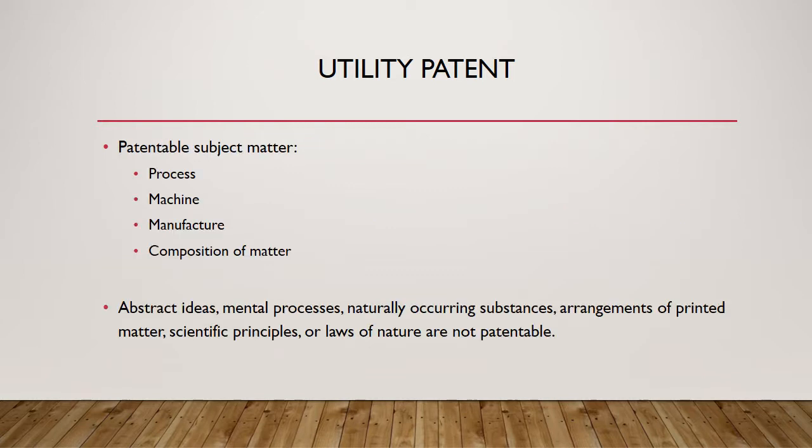So when we talk about only certain subject matters being eligible for a patent, those come down to it has to be a process, a machine, manufacture, or a composition of matter. And these are pretty broad categories to where most things that you're going to seek a utility patent on are going to fall within one of these topics or categories.